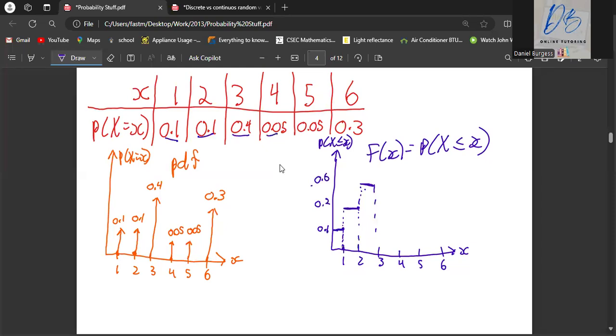For 4: 0.05, 0.4, 0.1, 0.1, so it'll be 0.65. Running out of space, so let's erase this. I hope that is enough. So we have 0.65. We'll write that right here. And then 5: we add another 0.05 to 0.65, and that'll be 0.70.